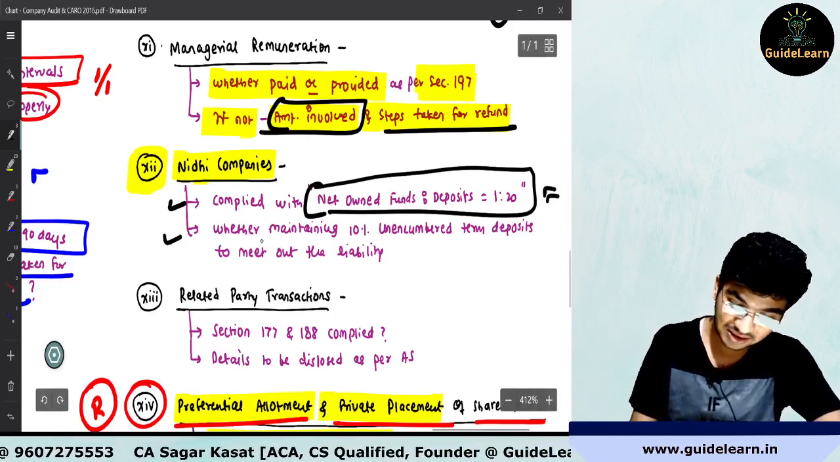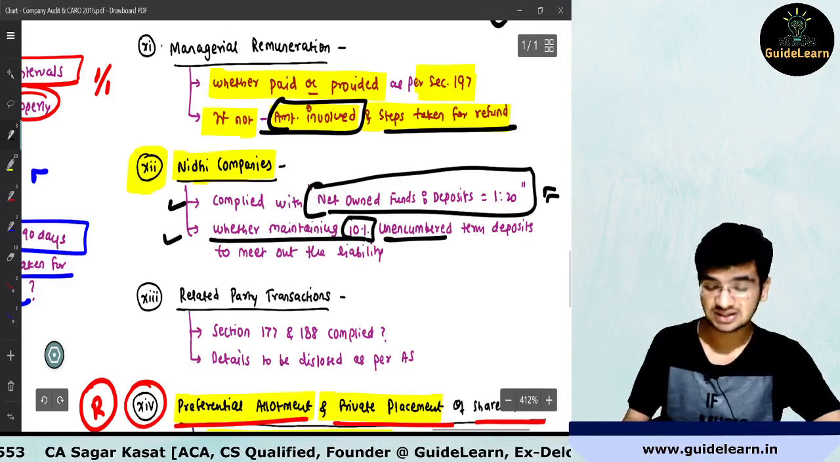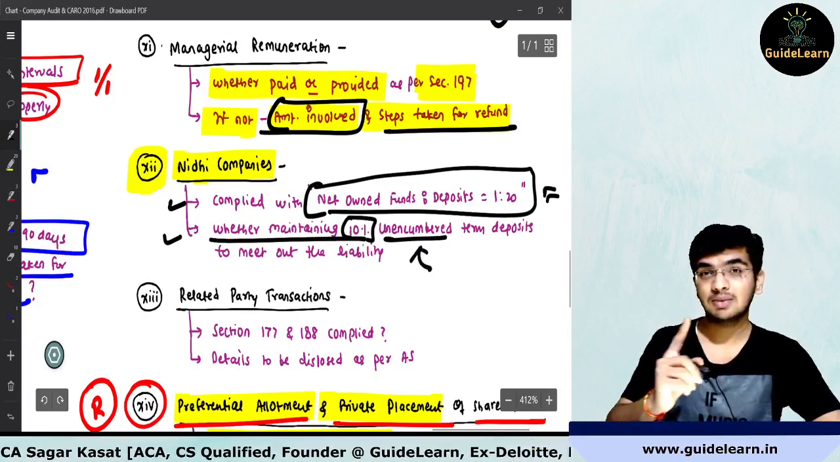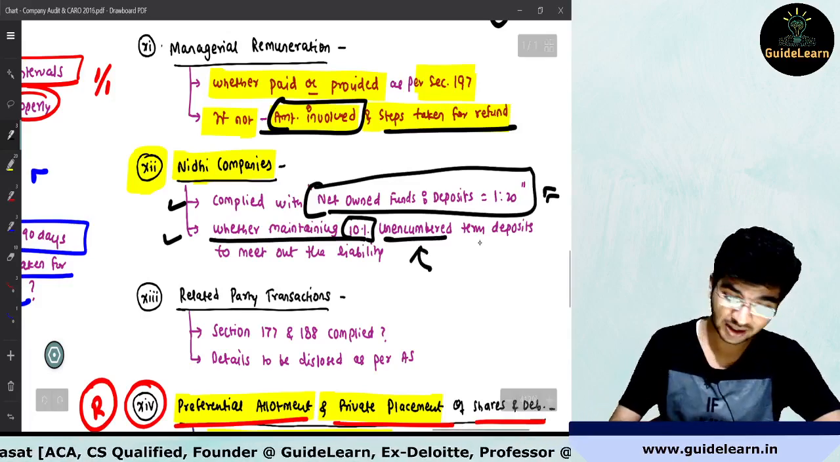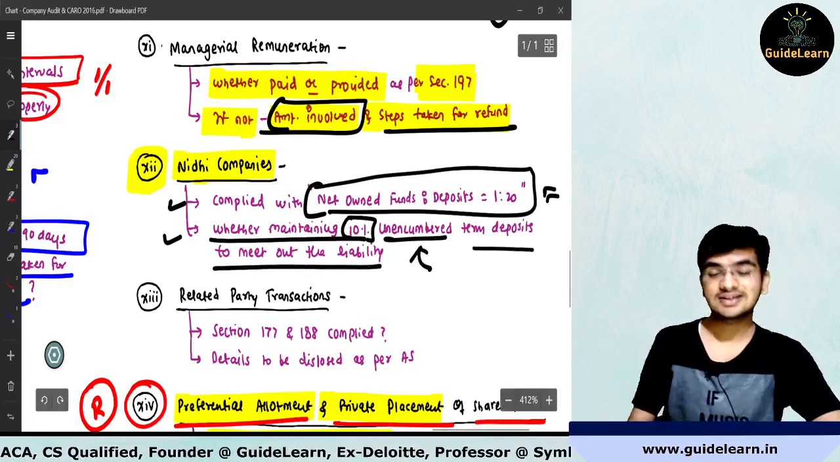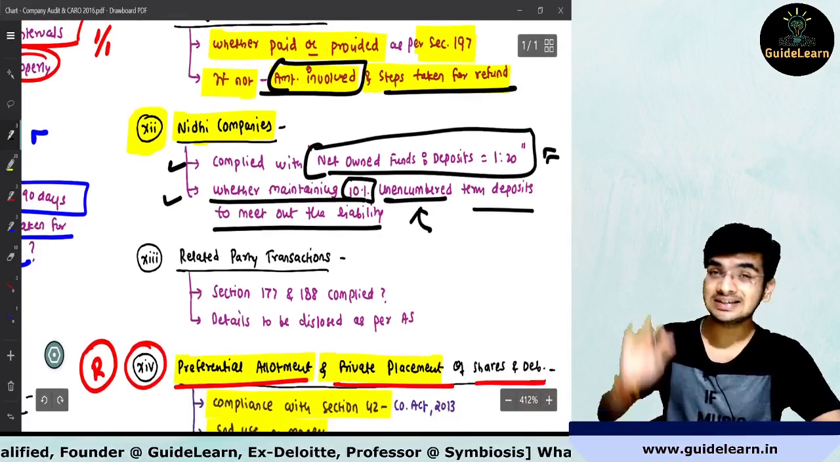The next thing is whether they are maintaining 10% unencumbered term deposits. Unencumbered means term deposits which do not bear any charges, to meet the liability. That is also the second reporting requirement by the statutory financial auditor of the company.